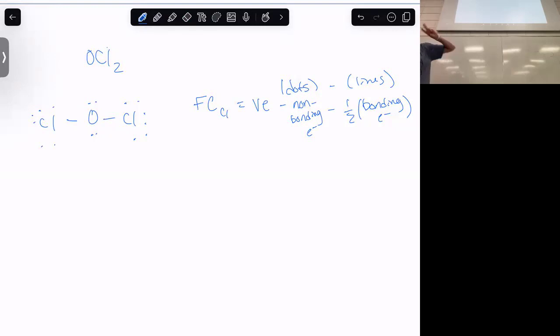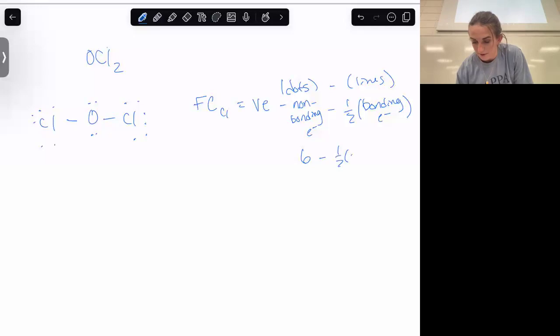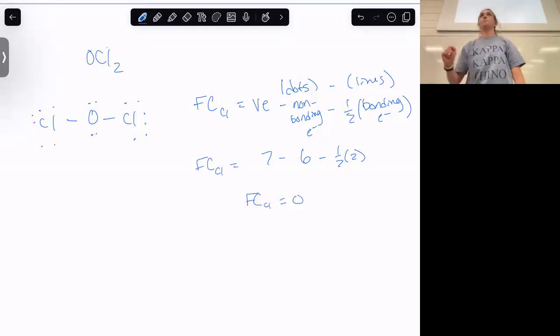So how many dots or non-bonding electrons does chlorine have? 6. How many bonding electrons does it have? 2, so we take 1/2, which is 1. How many lines does it have? 1, right? So we see how those two line up. And how many valence electrons does chlorine usually have? Good, it has 7. So in this case, your formal charge of chlorine is going to be equal to 0. The chlorine on the left and the chlorine on the right are exactly the same, so both of your formal charges here will be equal to 0.